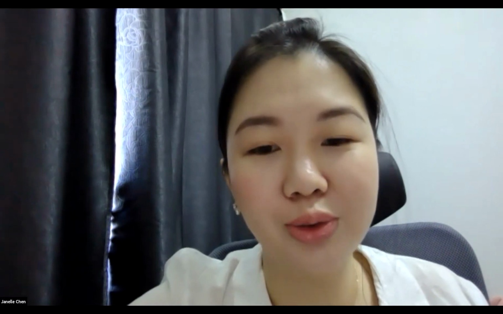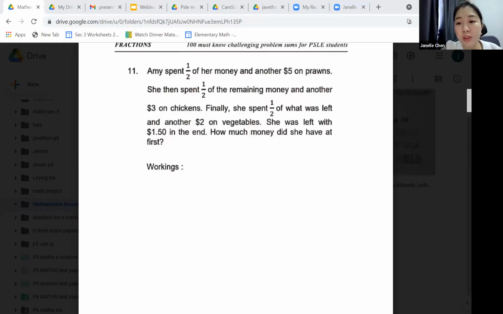I'll be going through another question today that is related to fraction and whole numbers. So let's go into the question immediately. This question will actually benefit students who are taking P6 and PSLE, because we all know that PSLE will be tested on P5 and P6 chapters. So for this question, let's take a look at it.